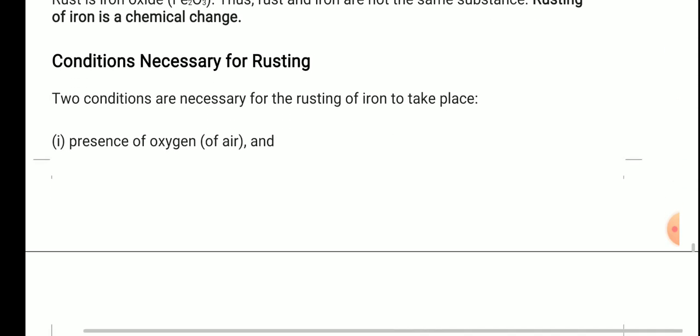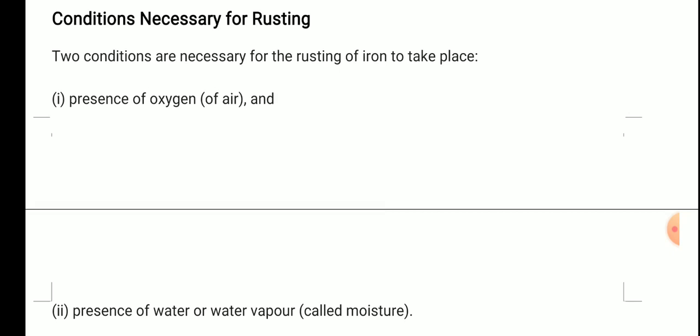Now let's move on to the next, that is conditions necessary for rusting. The two conditions that are necessary for rusting of iron to take place are: first, presence of oxygen, and second, presence of water or water vapor, that is moisture. Okay, any iron object, maybe an iron rod, an iron nail, anything, that will come in contact with air and water vapor.